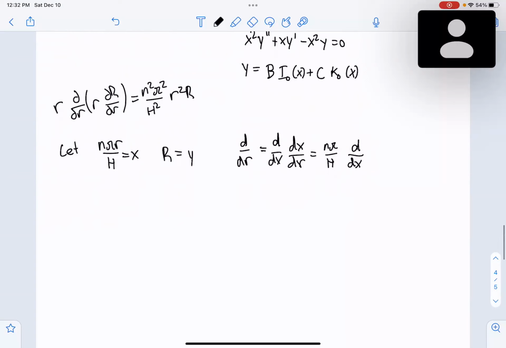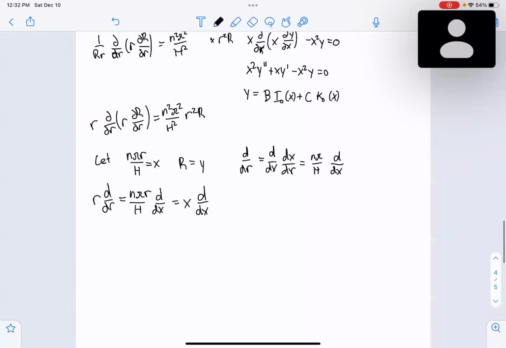And then also we can write r d over dr is equal to n pi r over h d over dx. And again, now we need to realize that this is actually just x d over dx. And you'll see that's pretty much exactly what we wanted. Now we're going to go ahead and take this back here and see what we can do with it.